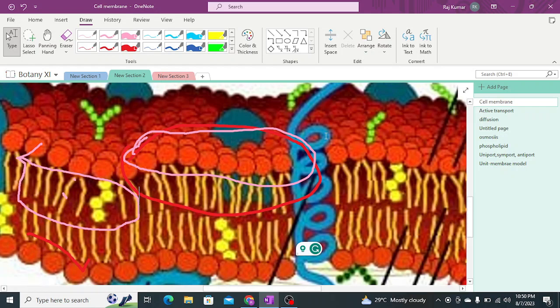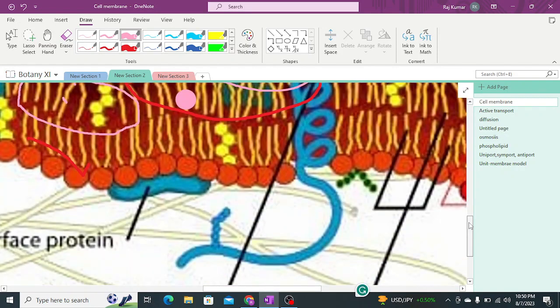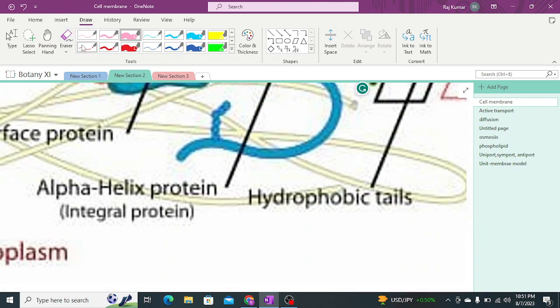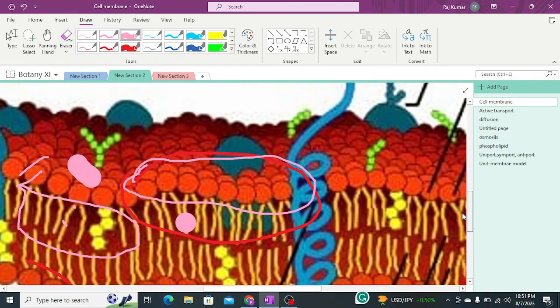So here, first of all, we have the phosphate head, which is hydrophilic in nature, polar in nature, and lipophobic in nature, which means it loves water, it hates lipid, and it loves polar substances as well. On the other hand, we have the lipophilic tail, which is made up of lipid. It is lipophilic, hydrophobic, and non-polar in nature, which means it doesn't like polar substances or water molecules, but it likes non-polar substances and lipid molecules.